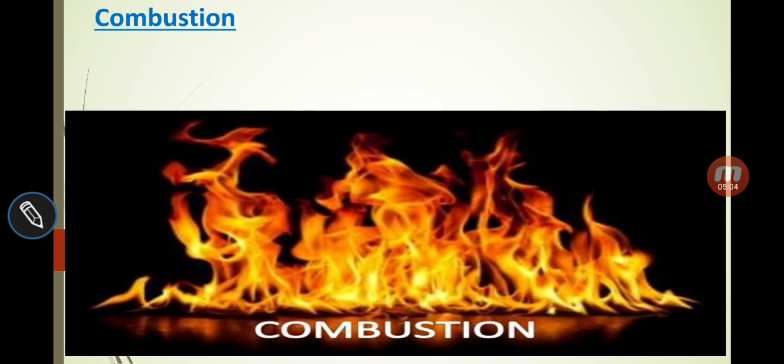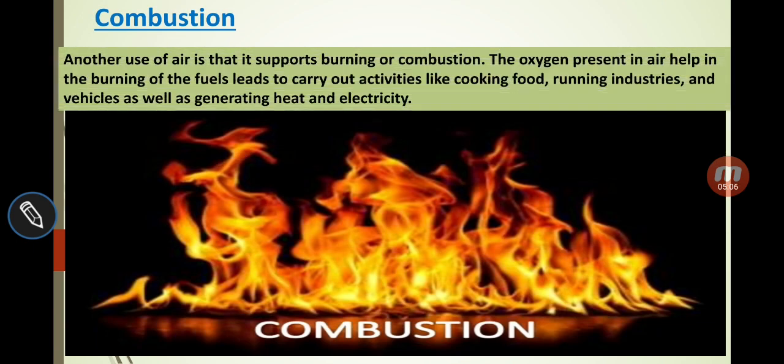Combustion. Another use of air is that it supports burning or combustion. The oxygen present in air helps in the burning of fuel, leading to activities like cooking food, running industries and vehicles, as well as generating heat and electricity. Yes, my dear students, due to the presence of oxygen, these things are happening.